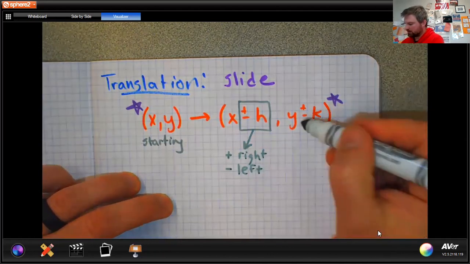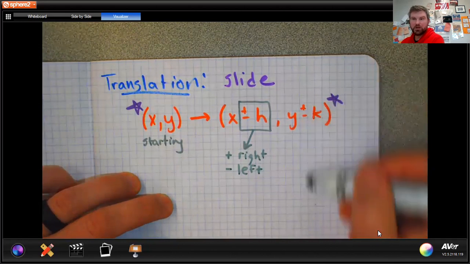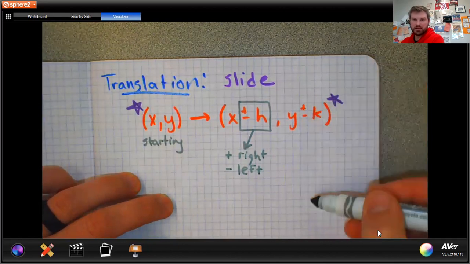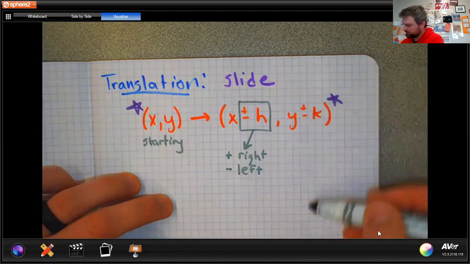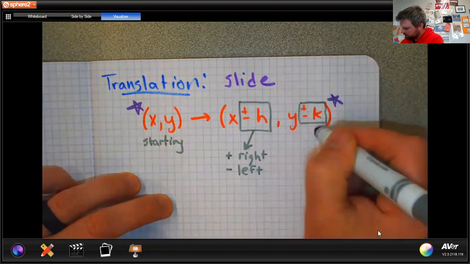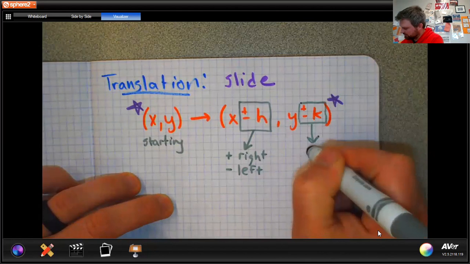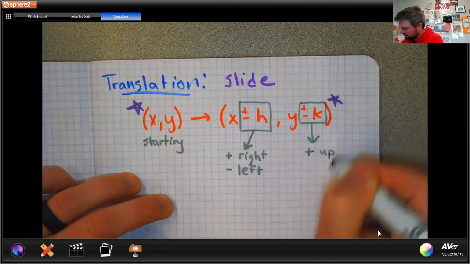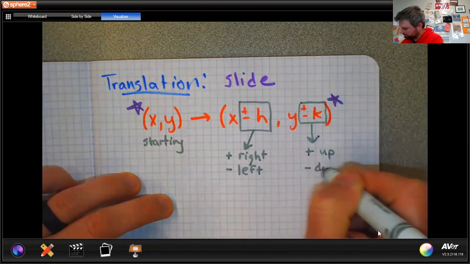Now, y measures up and down. So if I add or subtract any number to it, it's going to shift it or slide it up and down. So if you have a positive, it will be up, and a negative will move it down.